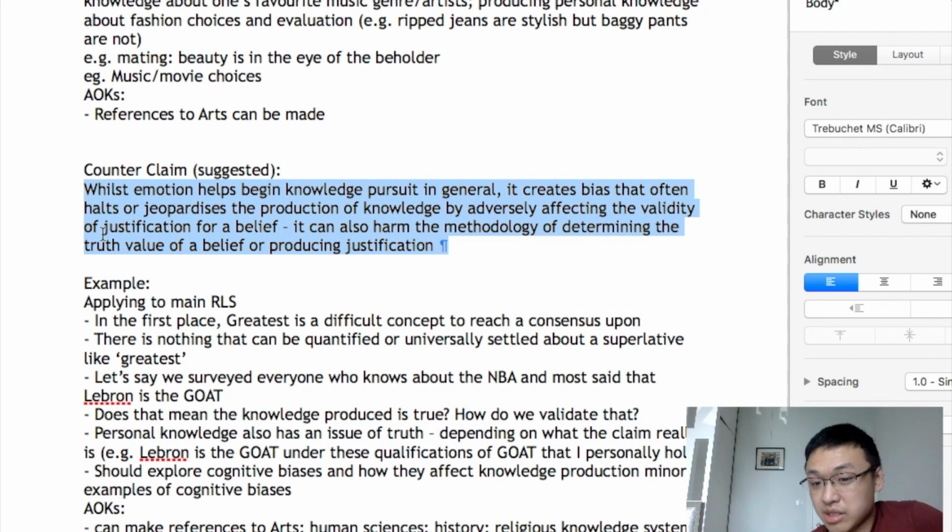Now the counterclaim. So whilst emotion is important for us to pursue knowledge, helps us to begin the knowledge pursuit in general, it creates bias, right? So it can often jeopardize the production of knowledge by affecting the validity of a belief in a negative way. So basically, in simple terms, it creates bias, right? And we rely on emotions to create knowledge. And bias will in turn reduce the validity of a certain knowledge claim, right?